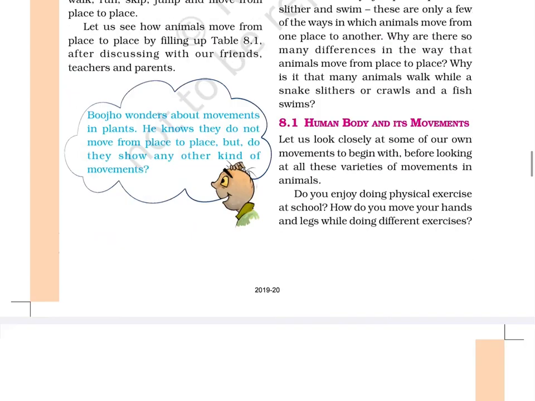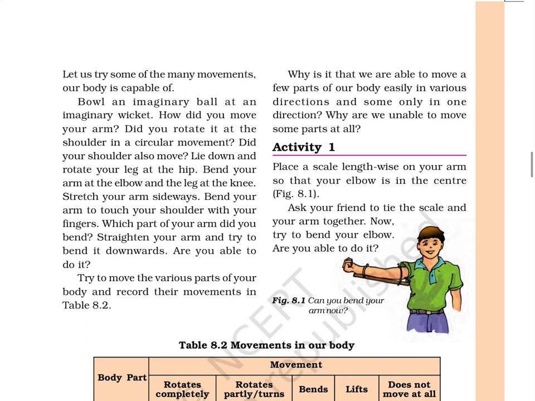Page 67. Let us try some of the many movements our body is capable of. Bowl an imaginary ball at an imaginary wicket. How did you move your arm? Did you rotate it at the shoulder in a circular movement? Did your shoulder also move? Lie down and rotate your leg at the hip. Bend your arm at the elbow and the leg at the knee.